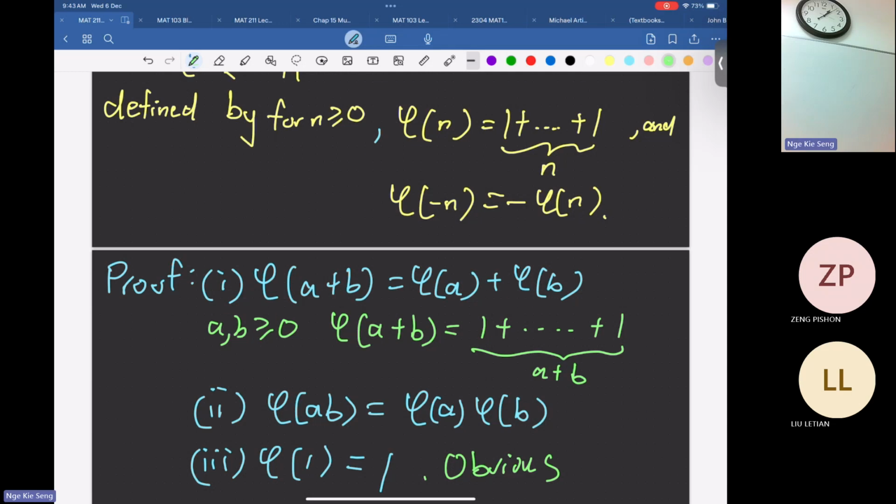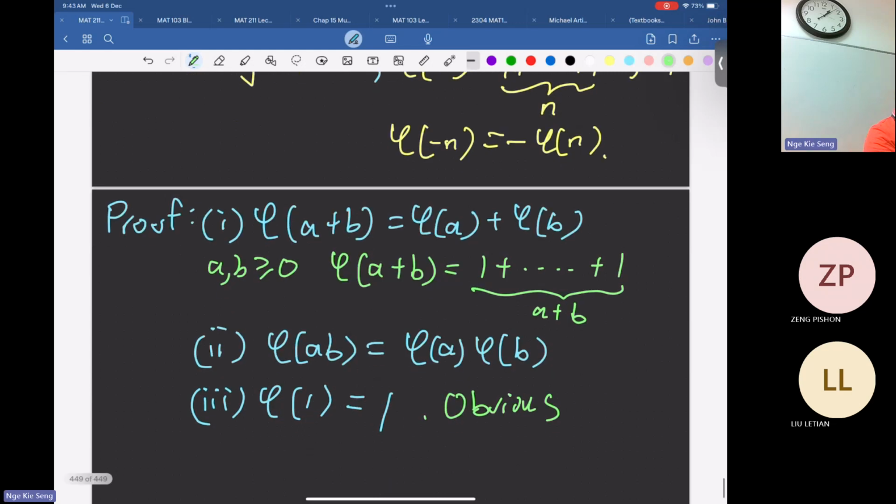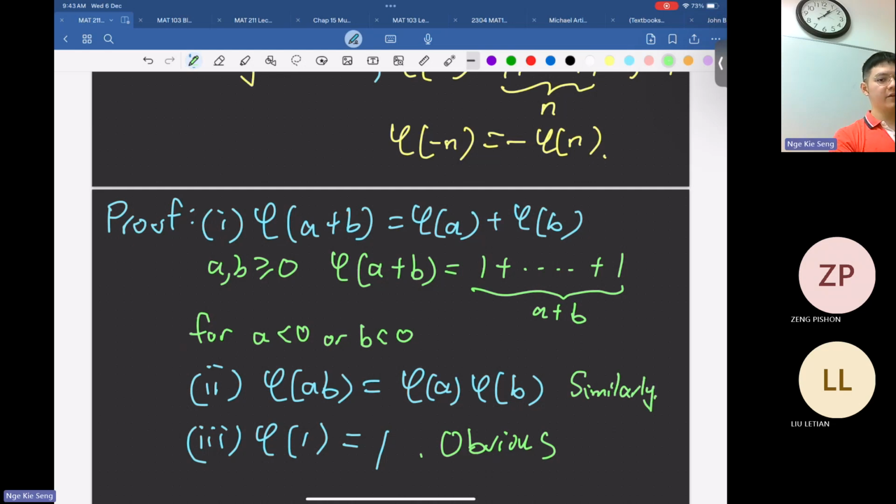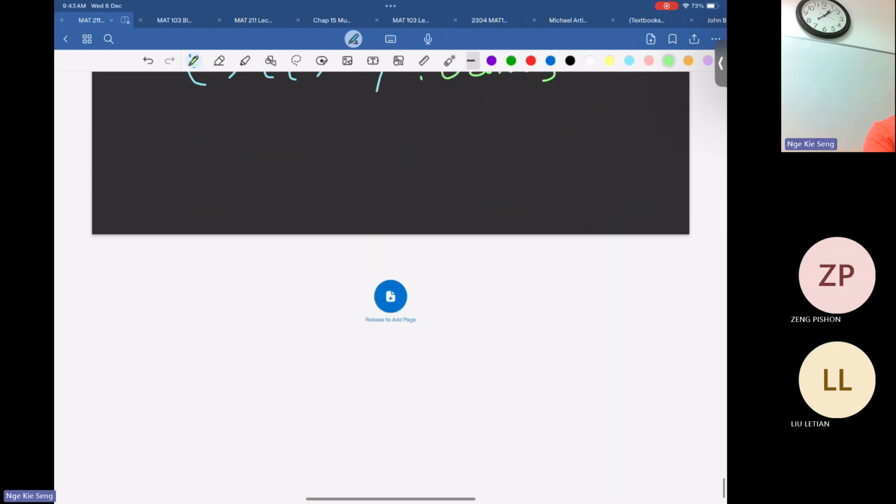You need to check. Can I leave you to check? I'll prove it in my lecture notes. So how about for a less than 0 or b less than 0? Similarly for φ(ab), this is similar. So you should try, and I will leave the proof inside my lecture notes. Okay, let's keep going.